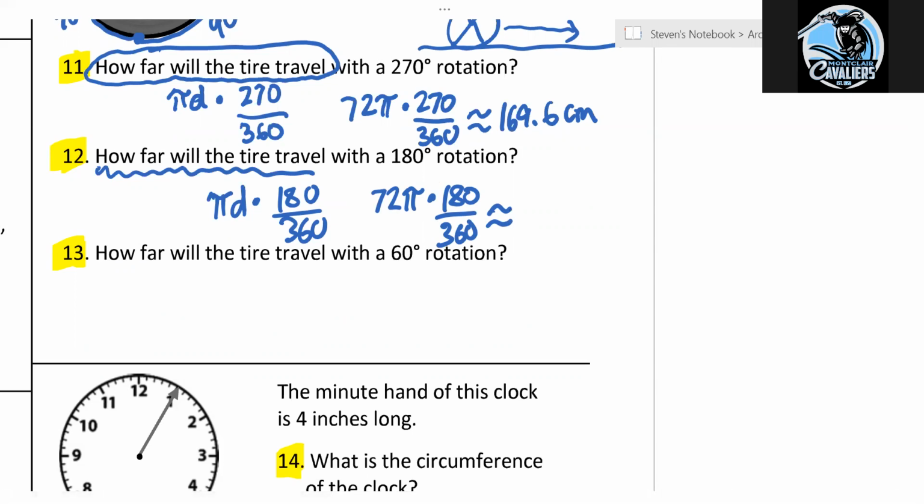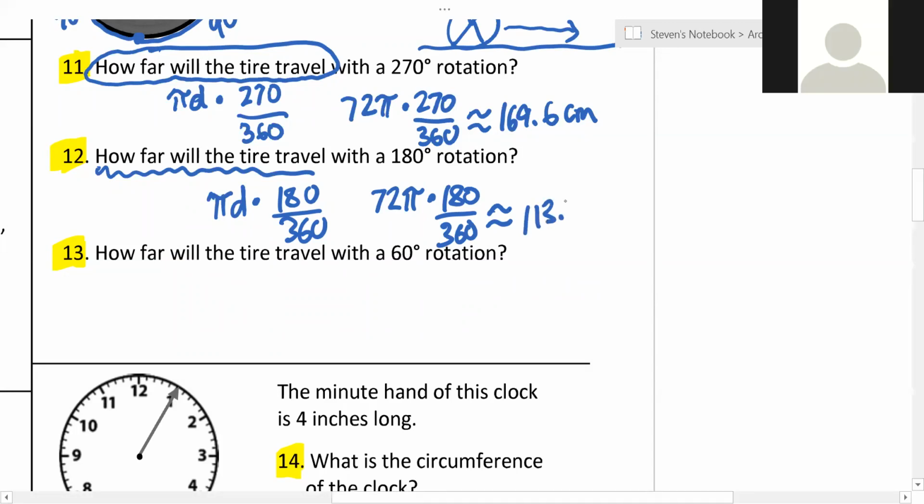So 72 times pi, divided by 2. I got 113.1 on that one. There you go, 113.1 centimeters. Number 13 is repetitive, so I'll let you try that one.